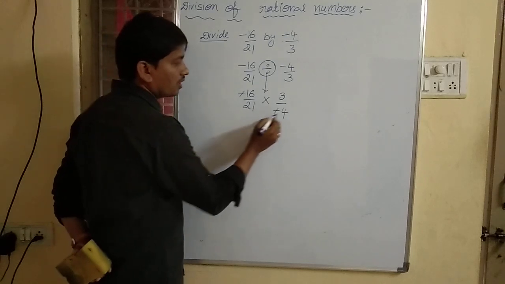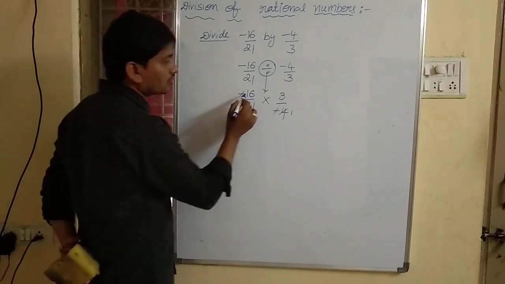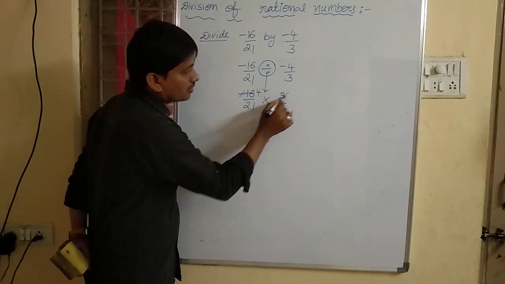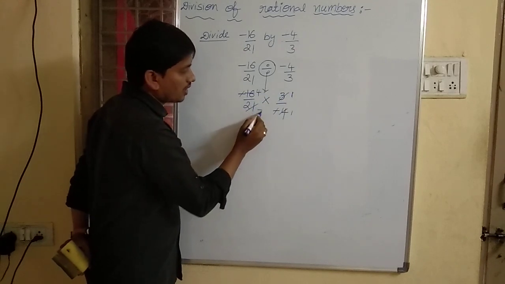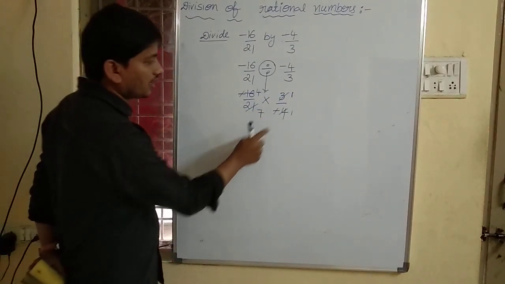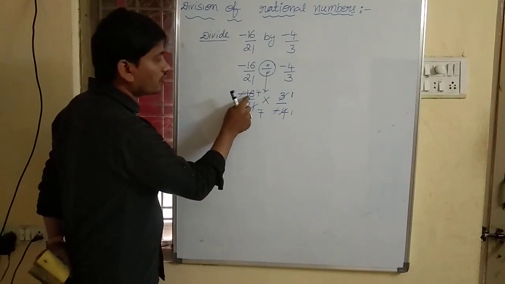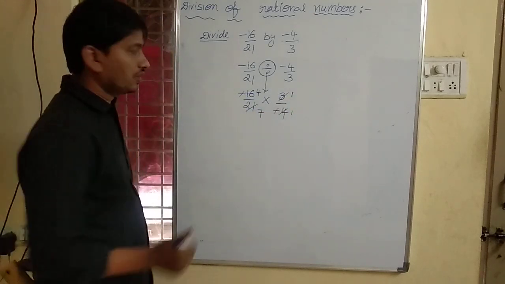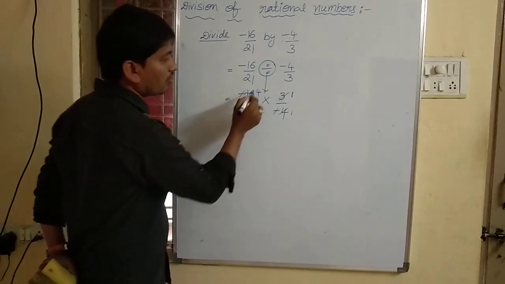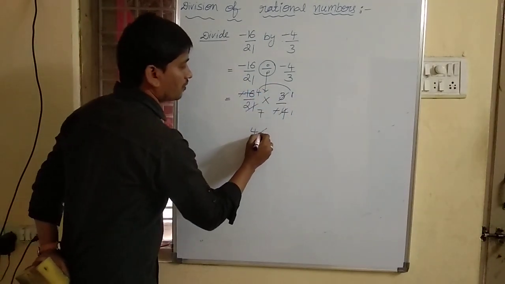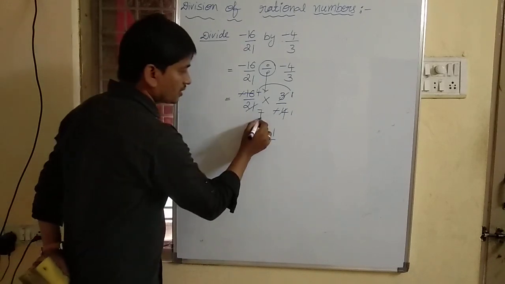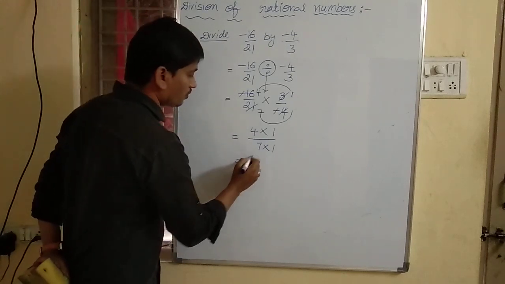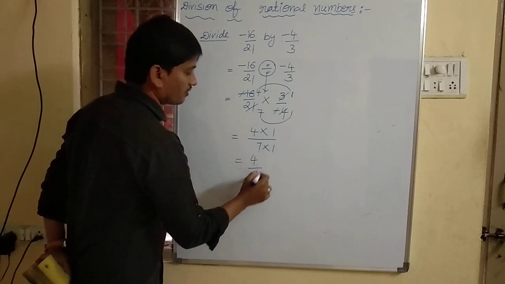In the 4 table, 4 1s are 4, 4 4s are 16. Again, in the 3 table, 3 1s are 3, 3 7s are 21. Now what are the numerators here? 4 into 1 divided by 7 into 1. Right? 4 into 1, 4 1s are 4, 7 into 1, 7 1s are 7.